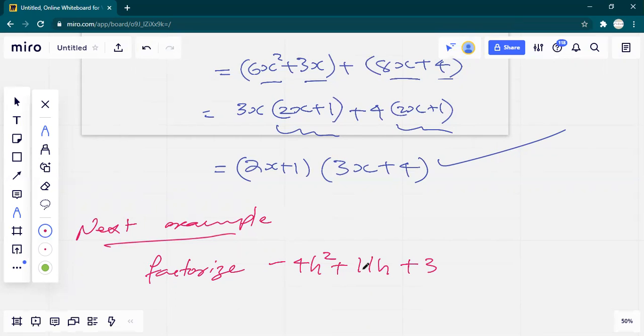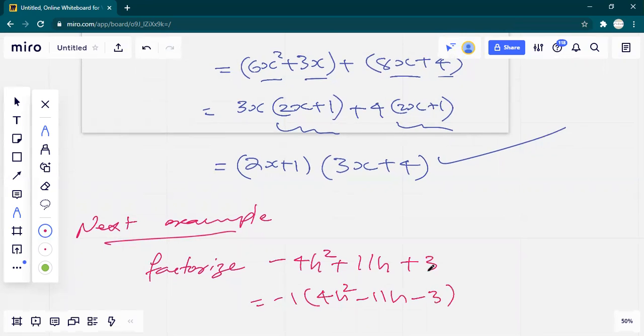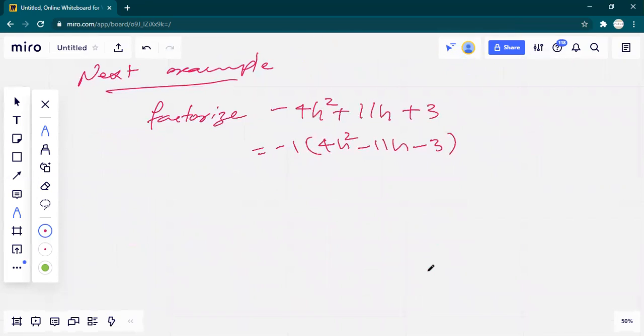So if you take a -1 out, it becomes -1 times 4h squared minus 11h minus 3, reversing all the terms. Okay, if you take -1 out, now it becomes a standard form, 4h squared minus 11h minus 3. Here the a is positive. We can apply the rule we learned from the above two examples.